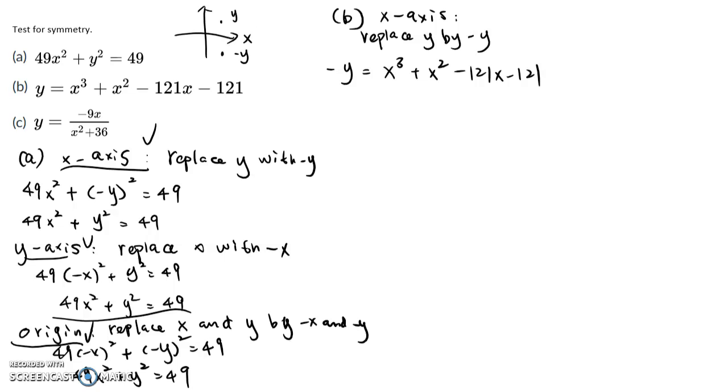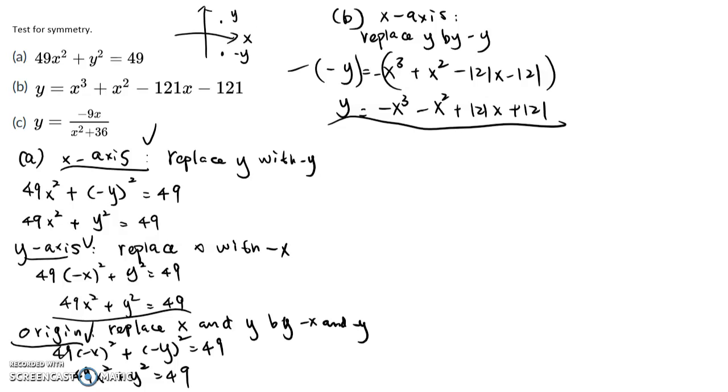So I'm going to multiply both sides by negative 1, so that the left side is just y. And the right side, everything will change the sign. So negative x cubed minus x squared plus 121x plus 121. It's pretty obvious this is not the same as the original equation. And here I have to say that no, it is not symmetrical with respect to the x-axis. Okay, now I want to test for the symmetry for the y-axis.